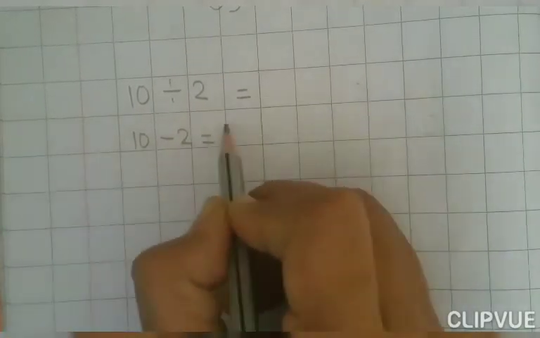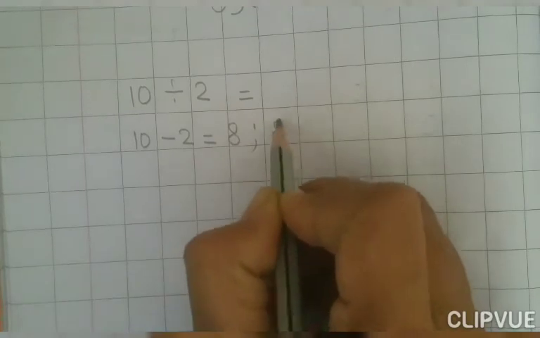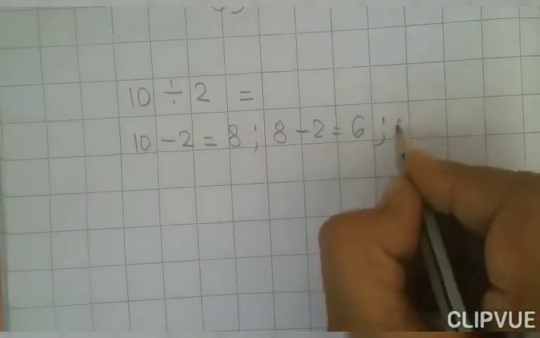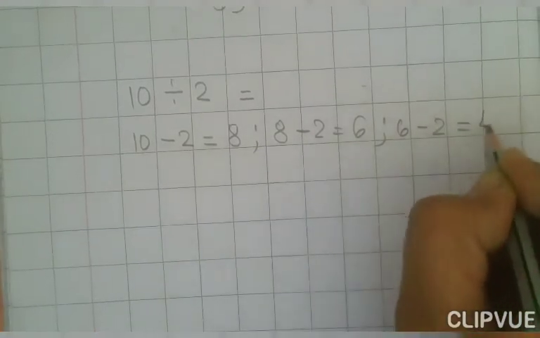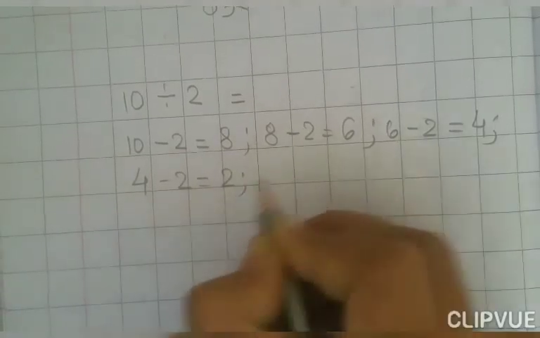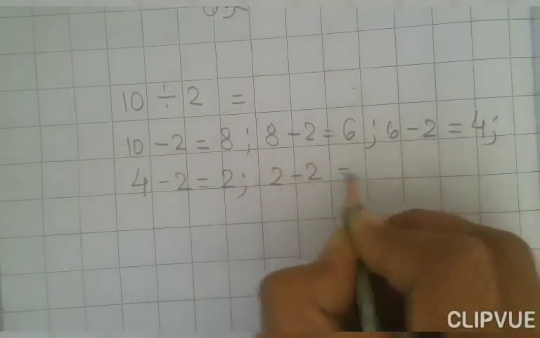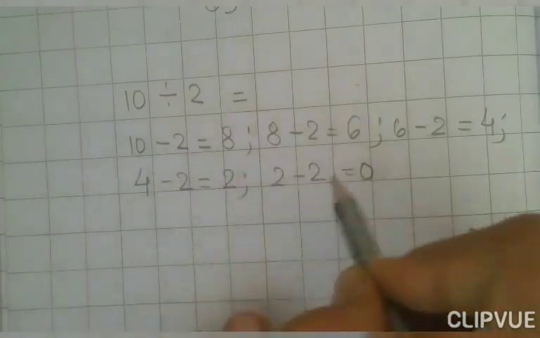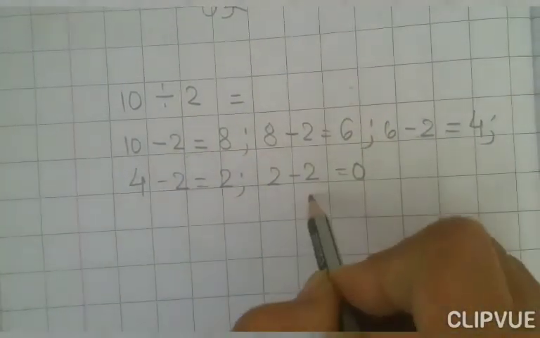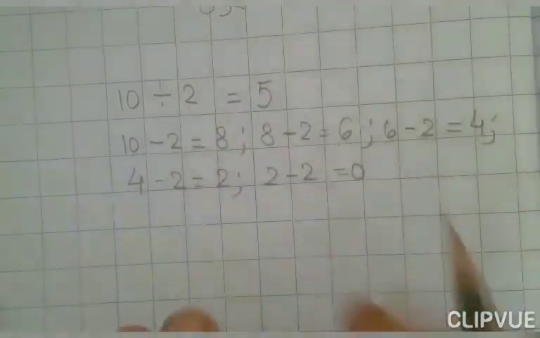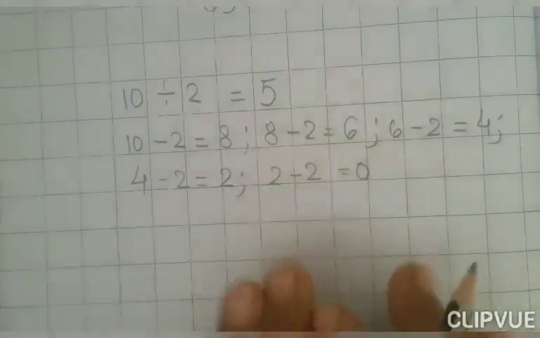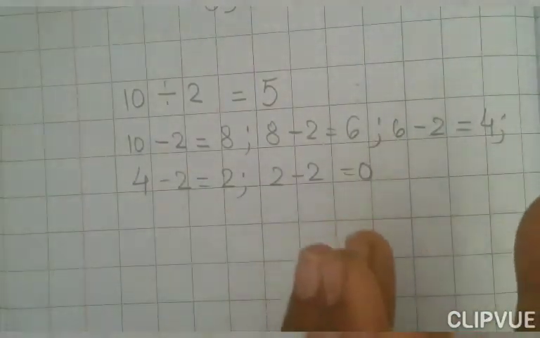First 10 minus 2 you get 8. After that once again you subtract 2 from the 8 and you get 6. Again you subtract 2 from the 6, you get 4. Again you subtract 2 from the 4, you get 2. And at the last you subtract 2 from 2 and you get the 0. How many times you do this subtraction? It is 1, 2, 3, 4 and 5, means your answer is 5. This, I already explained you in your second grade. This is called simply repeated subtraction.